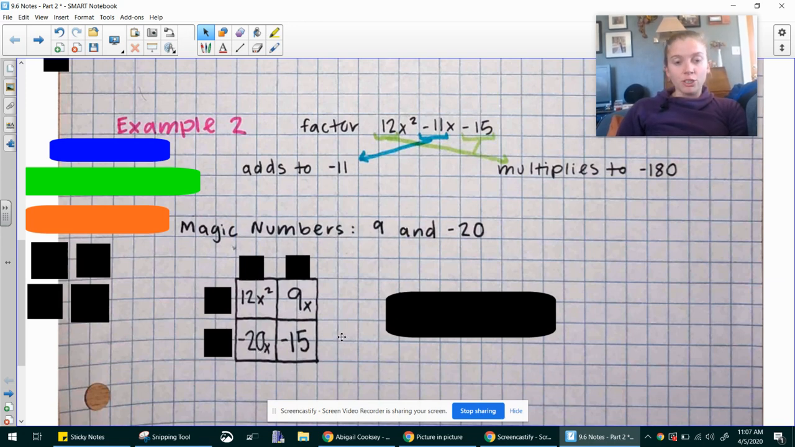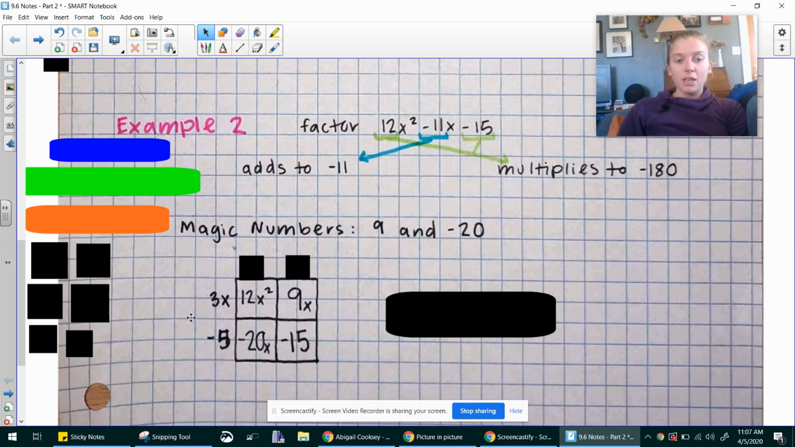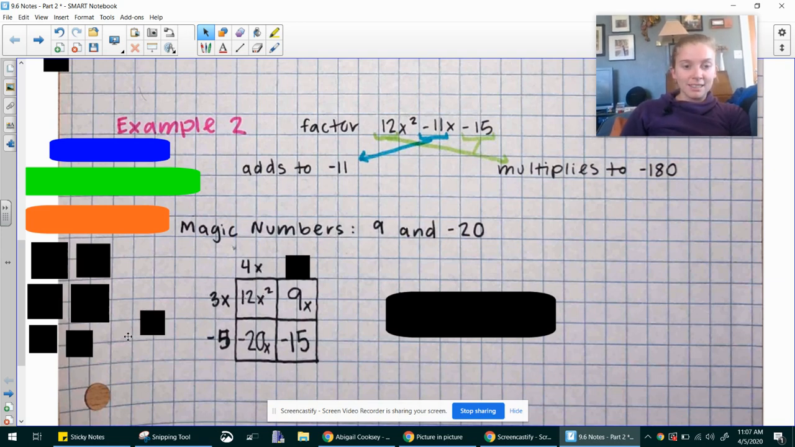Then we're going to look for the greatest common factor. The greatest common factor between negative 20x and negative 15 is negative 5. The greatest common factor between 12x squared and 9x is 3x. The greatest common factor between 12x squared and negative 20x is 4x. And the greatest common factor between 9x and negative 15 is 3.